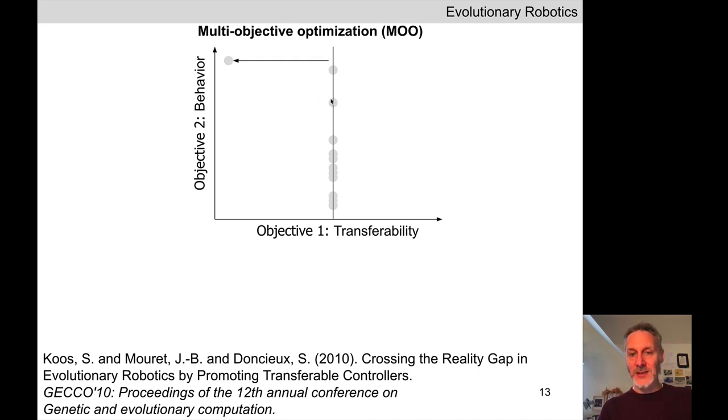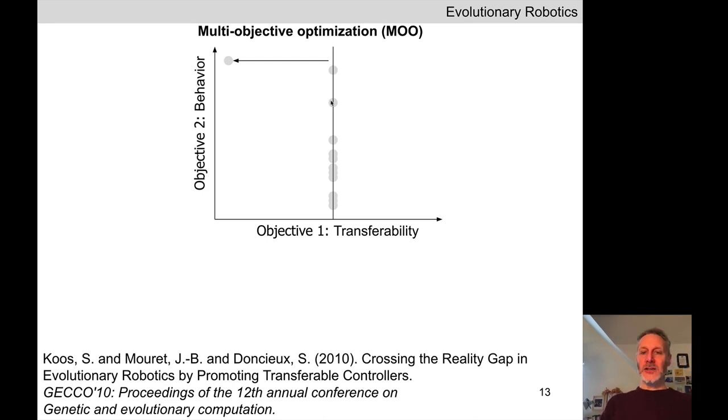Between this behavioral distance and this behavioral distance, this one is smaller, so we set the diversity of this one to this distance. Remember that the diversity of this one was this distance. So this controller is more diverse or more unique than this one. This one is more similar to one we've already transferred. Everybody see that?